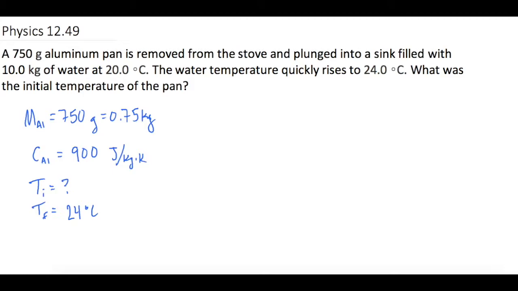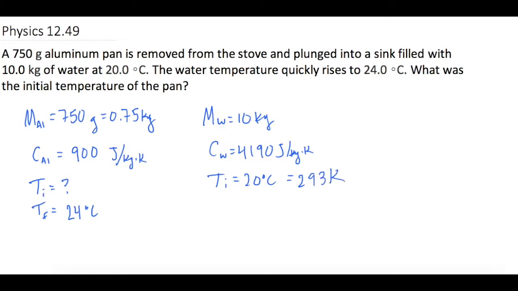So now let's do the initial of everything on the water. So we know the mass of the water is 10 kilograms. The C for water is 4190. The initial temperature is 20 degrees Celsius, and that is 293 K. The final temperature is 24 degrees Celsius, which is 297 Kelvin. And then what is the initial temperature of the pan?